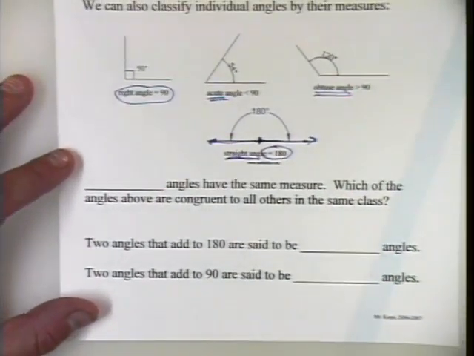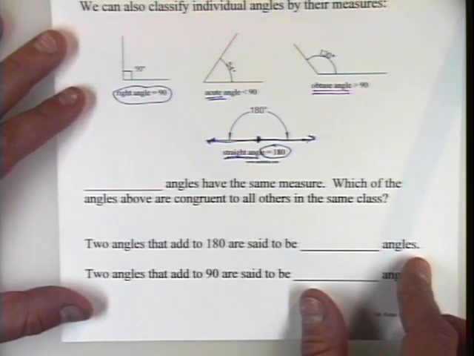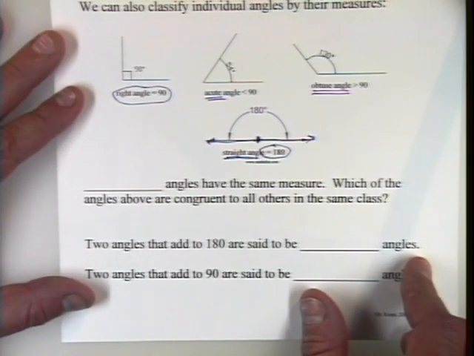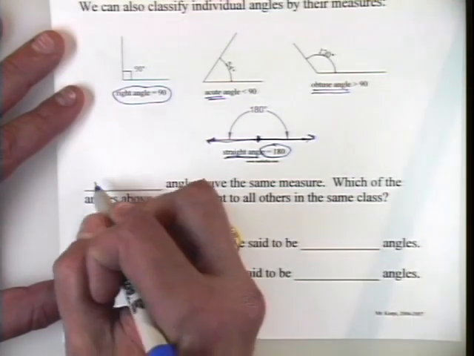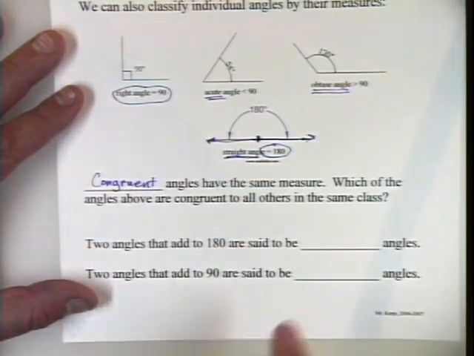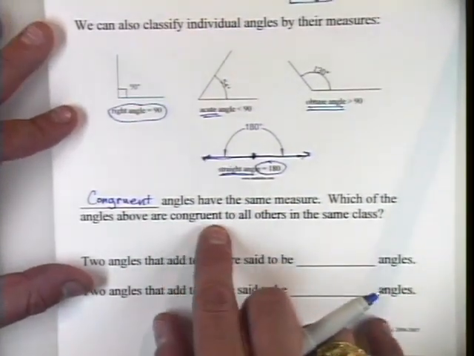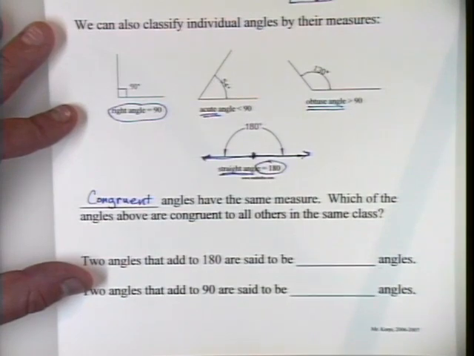Blank angles have the same measure. Well, we talked about this term also when we had segments. Segments that had the same measure were called congruent segments. So angles that have the same measure are again called congruent angles. Now, which of the angles above that we classified are congruent to all others in the same class?